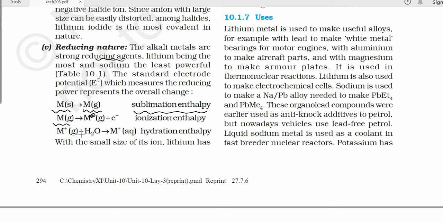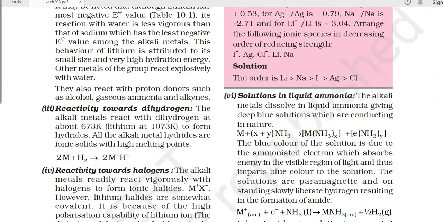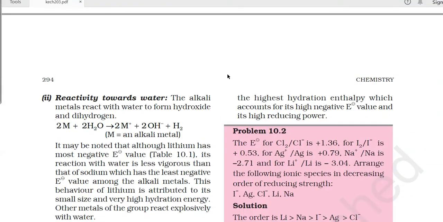Now this metal cation can react with water due to its high hydration enthalpy. With the small size of its ion, lithium has the highest hydration enthalpy, and it also has a high negative electrode potential and high reducing power. Due to smaller size, high hydration enthalpy, and high negative electrode potential, the reducing power of lithium is very, very high.